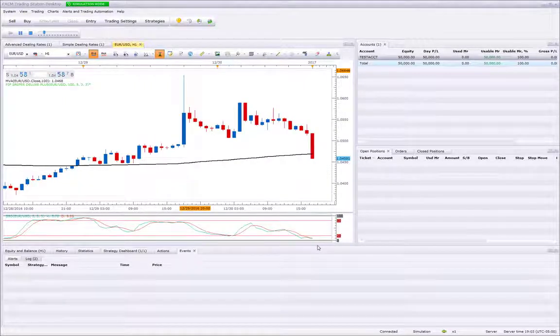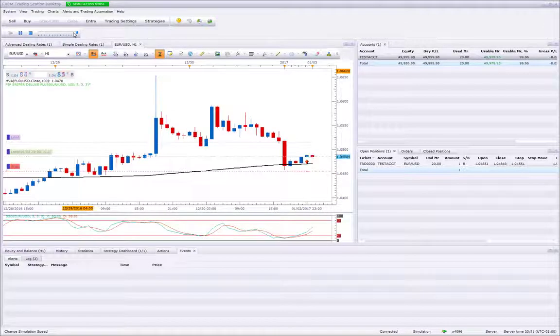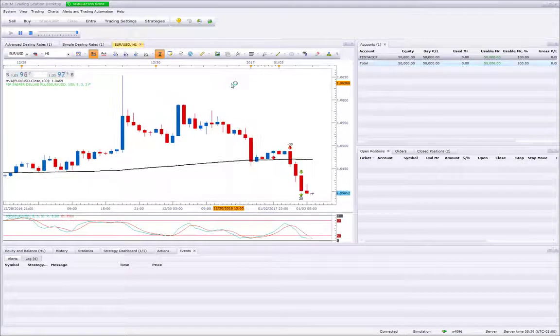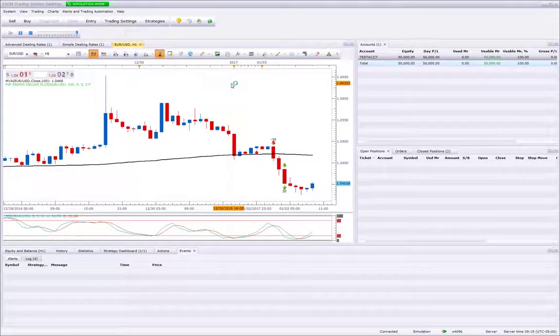The great thing about simulation mode is we don't need to wait a long time for the strategy to place a trade. We can actually fast forward and wait for trading opportunities to occur. I'm going to let this run for a while, and then we can take a look at the trades and make sure that they're being placed at the right time.